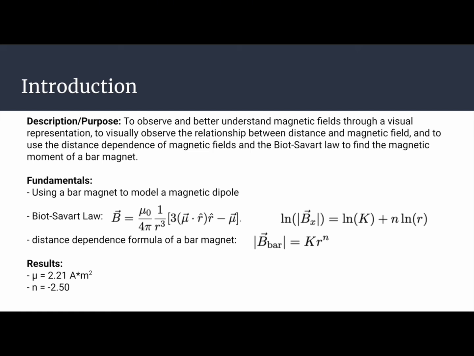The fundamentals of this lab: we're using a bar magnet to model a magnetic dipole, using the Biot-Savart law, and using the distance dependence formula of a bar magnet, which are shown. The results of this lab were that the magnetic moment of the bar magnet was 2.21 amperes times meters squared, and n equals negative 2.50.